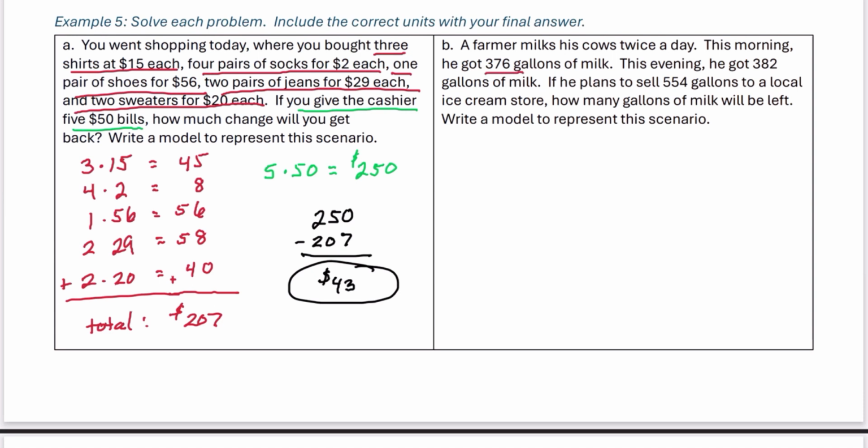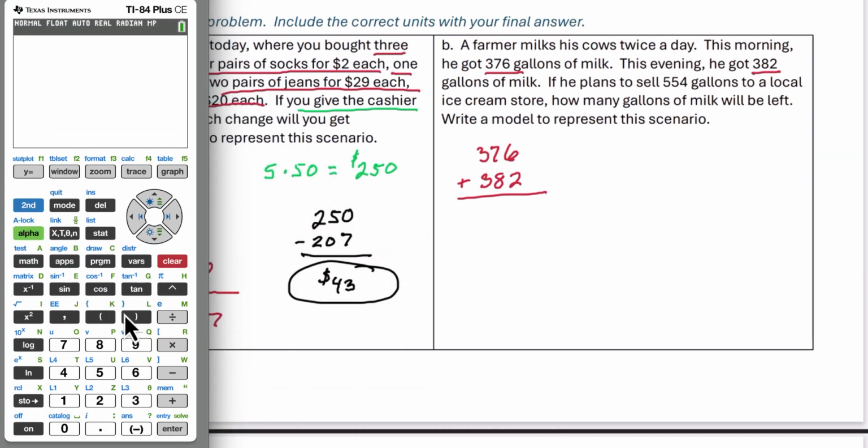The first time he got 376 gallons. The next time he got 382 gallons. And we are adding these. Let's go to the calculator to add these a little more quickly. It looks like 758 total gallons.